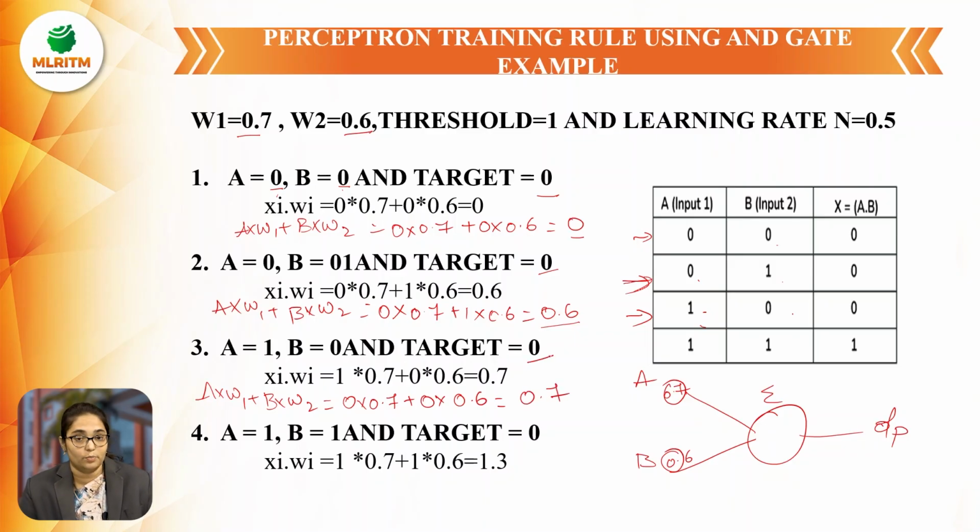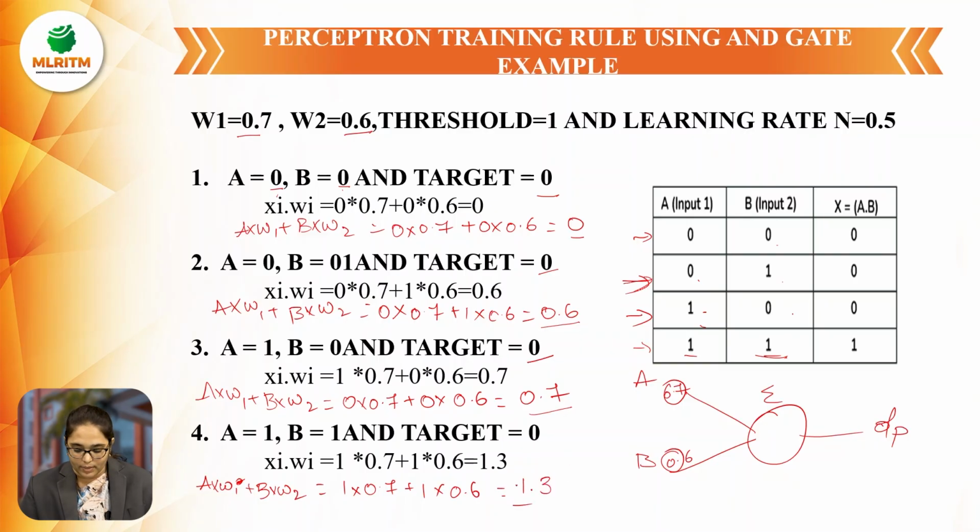Here again the targeted output is mapping with the actual output. So next we'll move to the next input values, that is 1 and 1. The same formula you need to apply. You need to perform the summation function, that is A into W1 plus B into W2. So A value is 1 into the weight 1 value, 0.7, plus the B value, which is 1 into the second W2 value, 0.6. So here the value is 1.3.